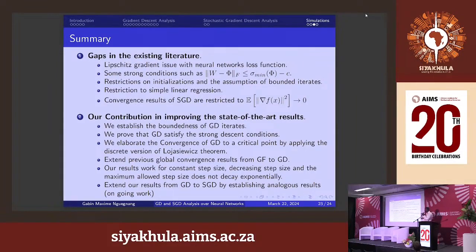gap that we contribute in complementing this result by providing a more careful analysis to ensure the boundedness of the iterates of gradient descent, and to provide a convergence of gradient descent for almost all initializations. And we are now working to extend this result from gradient descent to stochastic gradient descent.